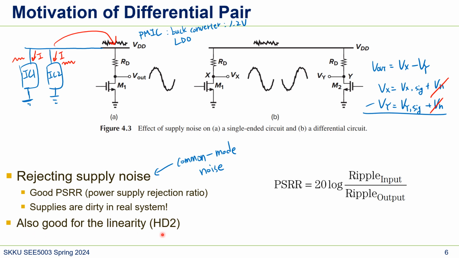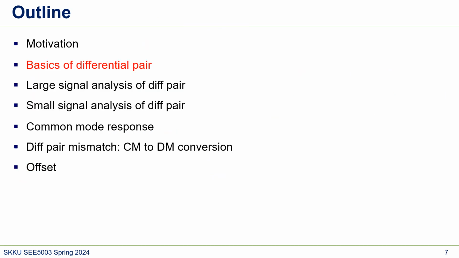And this is the other reason. So far, that was rejecting common mode noise, and the other good part of the differential pair is that it is good for linearity. Like this HD2, which means harmonic distortion 2, can be cancelled if you use a differential pair. So we talked about what the differential pair is, and why it is useful. Well, actually, differential pair is essential. I mean, we must use a differential pair in most cases. And then let's see the basics of the differential pair.